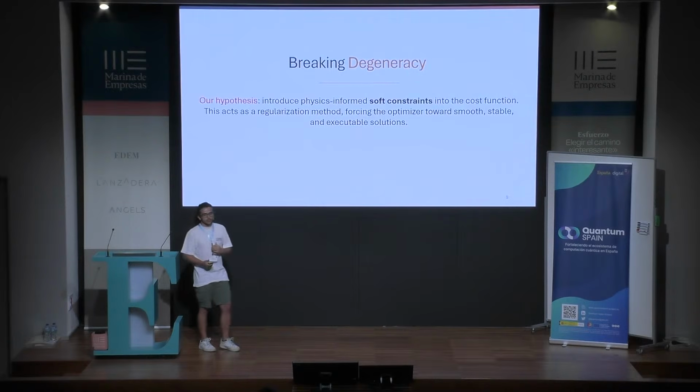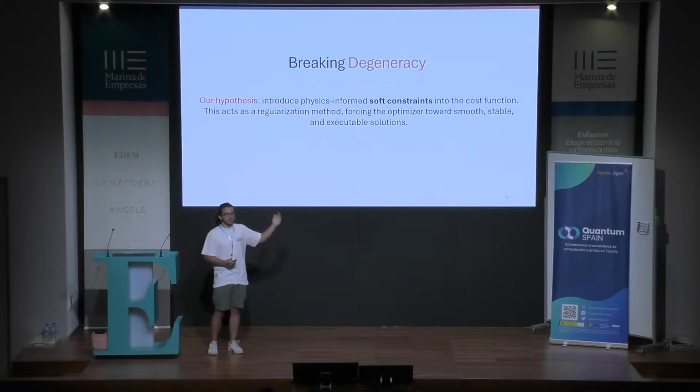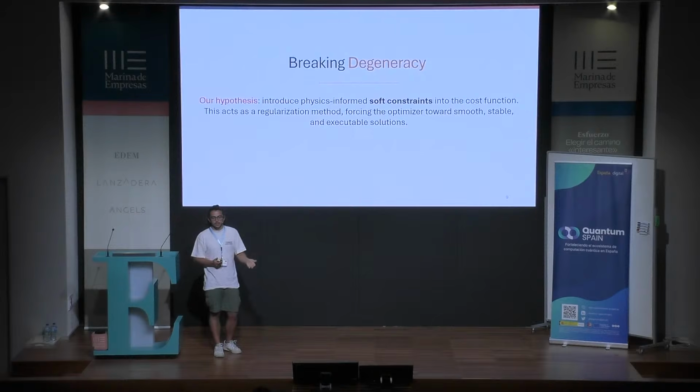Therefore, we decided to introduce physics-informed soft constraints into the cost function. So by penalizing high derivatives and adiabatic violations, we encourage the optimizers to converge to a specific family of solutions, those that not only solve the problems in the simulation, but are also smooth, stable, and more friendly to the actual quantum hardware.